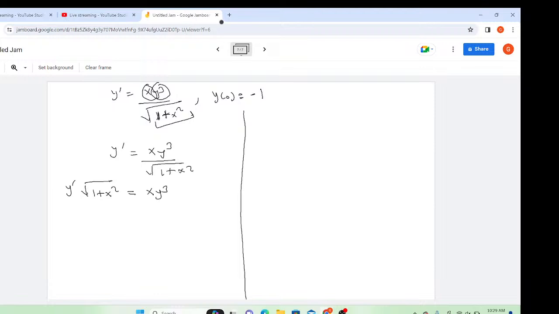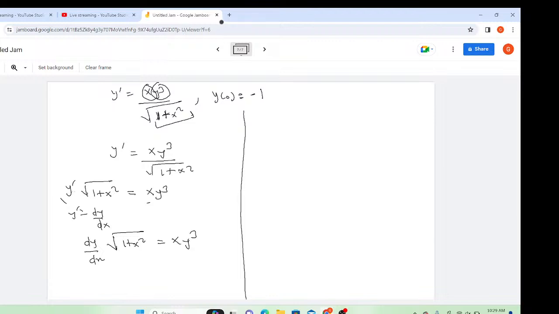Now we want to group the x to one side and the y to the other side. What you can do is divide through by x, or divide through by y cubed. The division will depend on our y prime here. Our y prime is actually dy on dx. So let's substitute that: dy on dx times 1 plus x squared equals xy cubed.